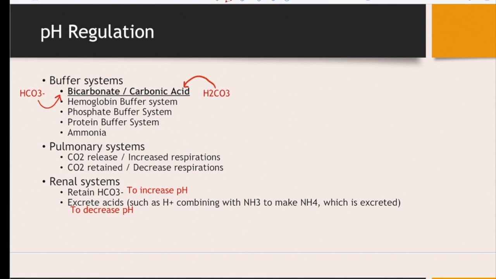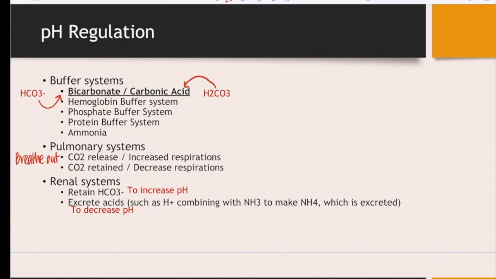Now, like I said just previously, we also have pulmonary and renal systems that work together. So pulmonary, meaning breathing in and out. As you know, when you breathe out, you are releasing CO2. And when you breathe in, you are taking in oxygen. So if you wanted to get rid of a lot of CO2 within your system, you would increase your respirations and really try to blow off this CO2.